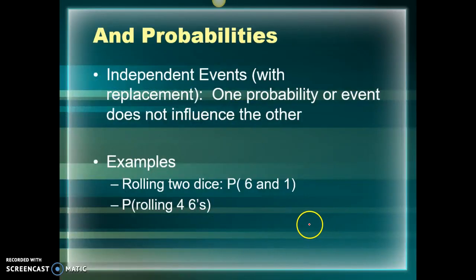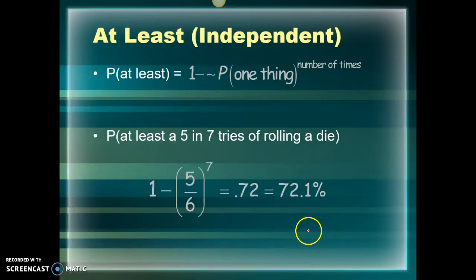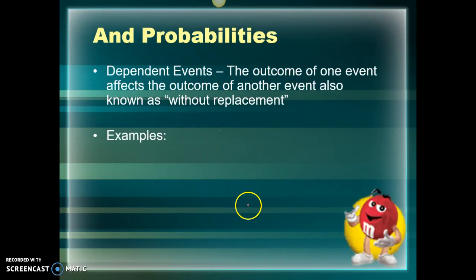Next we have a special type of independence, the "at least." At least is just a formula where it's 1 minus the probability that it doesn't happen, raised to the number of times we're trying to do this. So at least a 5, rolling a 5 in 7 tries: not rolling the 5 is 5 out of 6. So 1 minus 5/6 raised to the 7th power. You just type that into your calculator.